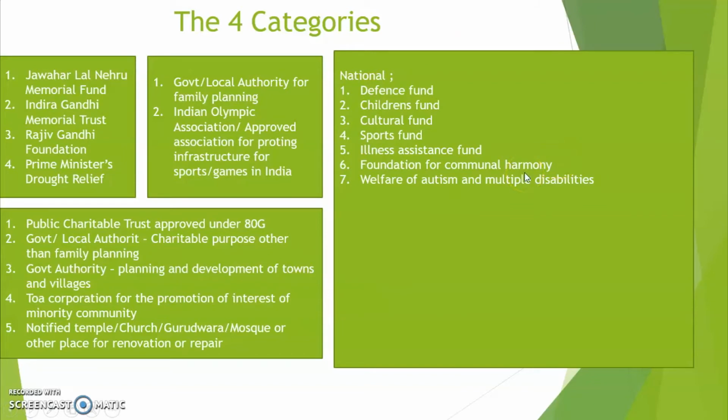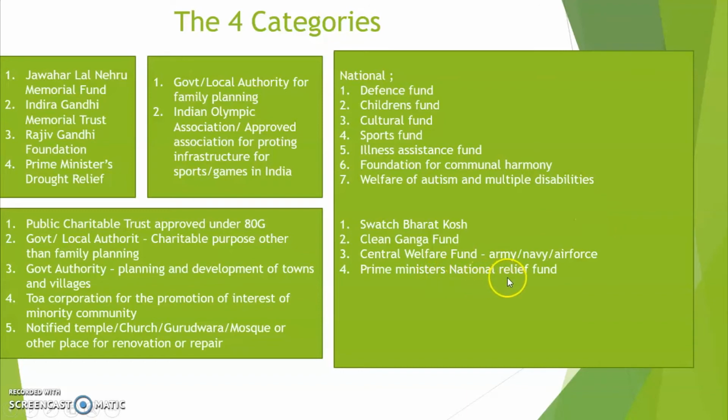Got it? Now the next set of items are certain central government and state government initiatives or funds which we can easily identify based on their names. So Swachh Bharat, central government; Clean Ganga, central government; Central Welfare Fund, Army, Navy, Air Force, everything regarding central government; Prime Minister's National Relief Fund. Remember, Prime Minister's drought relief falls over here for 50% deduction. But anything other than drought relief in the name of central, state or minister's name would fall under 100%.